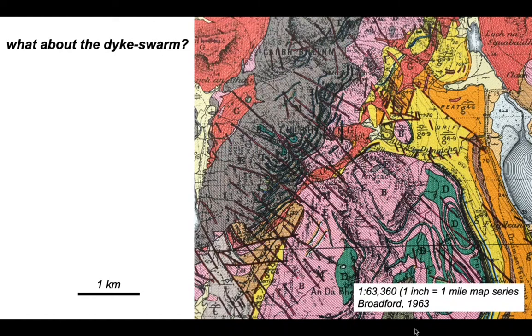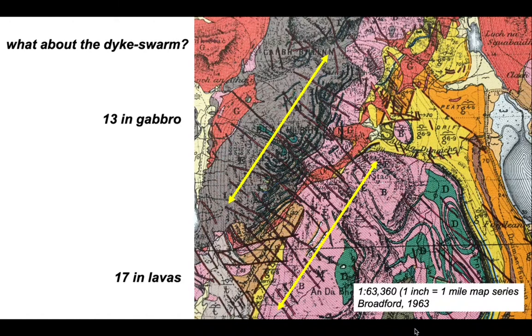Well, let's do a count. Let's count the number of dikes encountered on two transects of equal length, one in the lava fields, one within the gabbro. There are 13 dikes in the gabbro and 17 in the lavas.